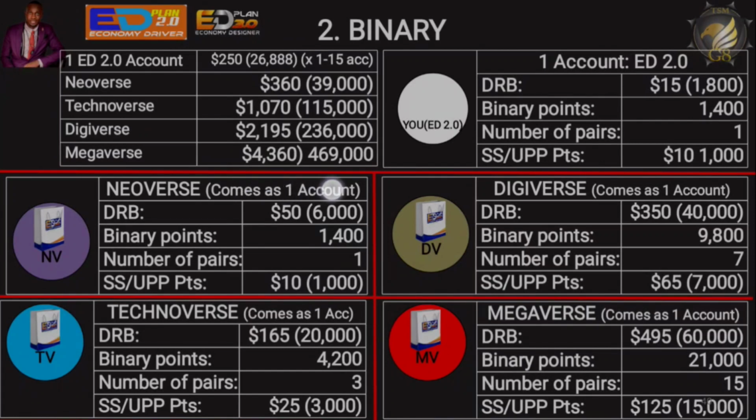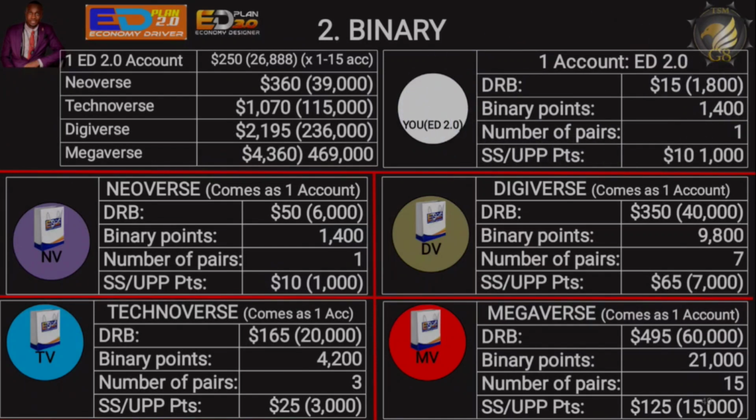So here we have the Neoverse, which is like one account of the ED 3.0 package. You have the Technoverse, which is like 3 accounts of the ED 3.0 package. We have the Digiverse, which is like 7 accounts of the ED 3.0 package. And then we have the Megaverse, which is like 15 accounts of the ED 3.0 package. And then here we have 1 account for the ED 2.0 package. So the characteristics of this 1 account, you just multiply by the number of accounts that you have. So if you want to have 1 account of ED 2.0, you multiply everything here by 1. If you want to have 3 accounts, you multiply by that, okay?